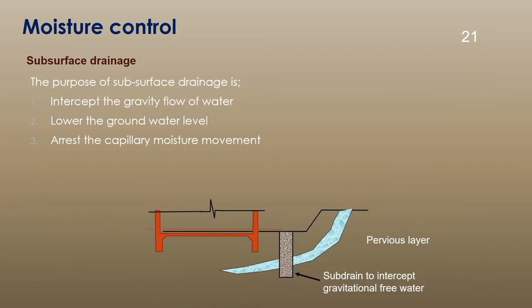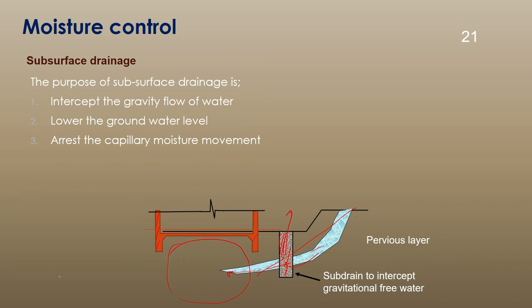We can also control the moisture by providing subsurface drainage. So here we can see this is a foundation located very close to a stream. If there is an increase of the water, then again the soil in this zone will get affected. So to reduce the ingress of the water, we need to provide a subsurface drainage. So water can come here and it can be extracted. This sub drain is provided to intercept the gravitational free water and then it can be removed.